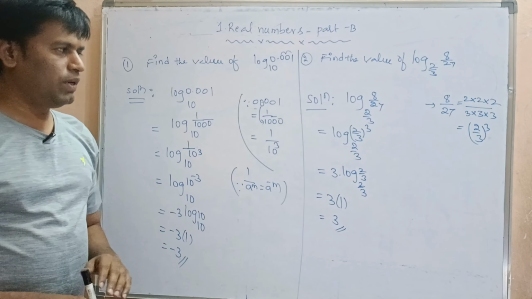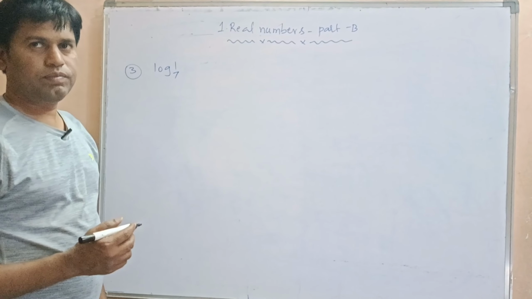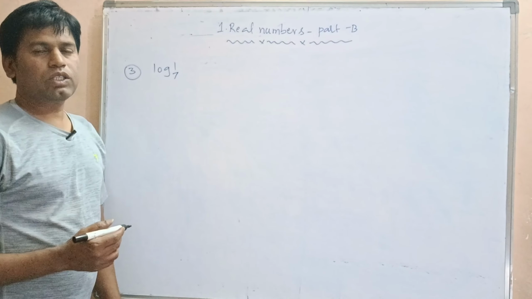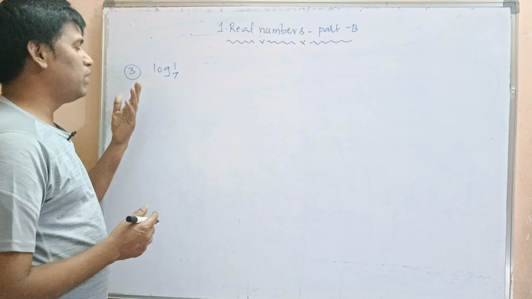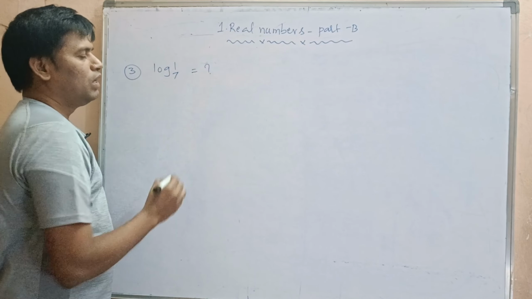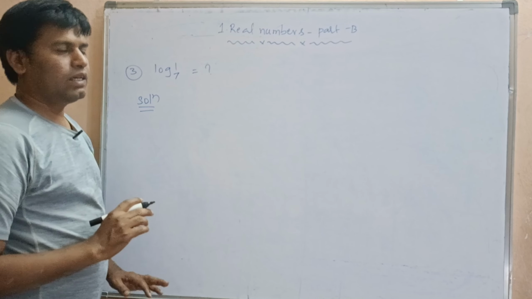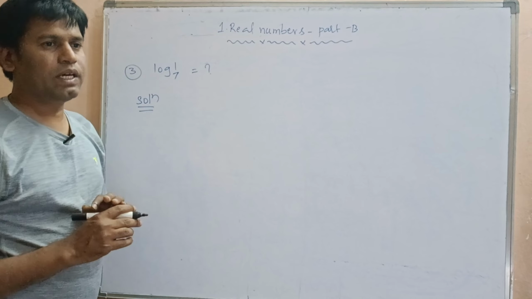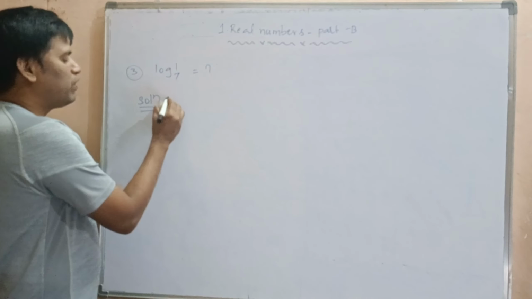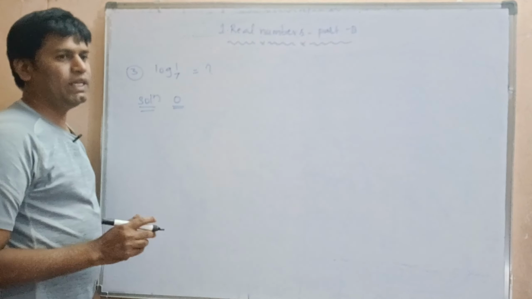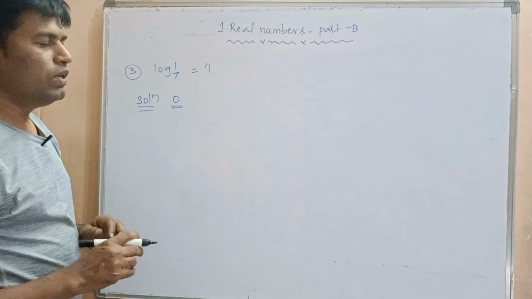Okay, that is your problem number two. Next, listen, problem number three. What is the value of log 1 base 7? This value is equal to how much? Now you can observe here, whatever value you take in the base, log 1 is always 0 only. That's why this value is equal to 0. No need to do anything. If any log 1 is there, with whatever base, that value is equal to 0.